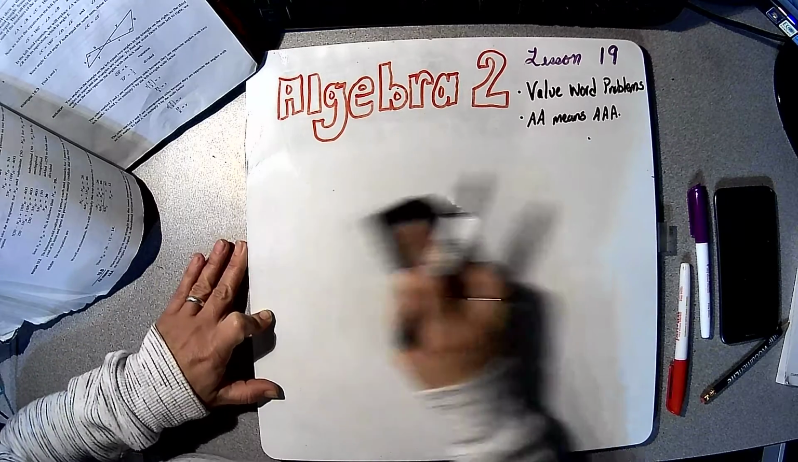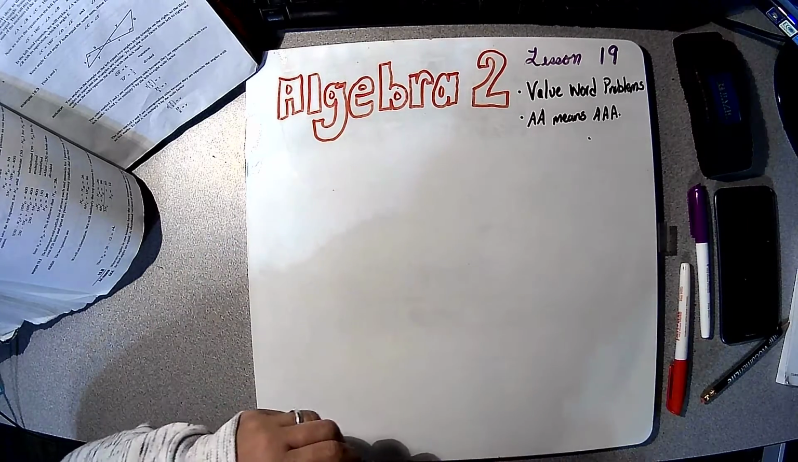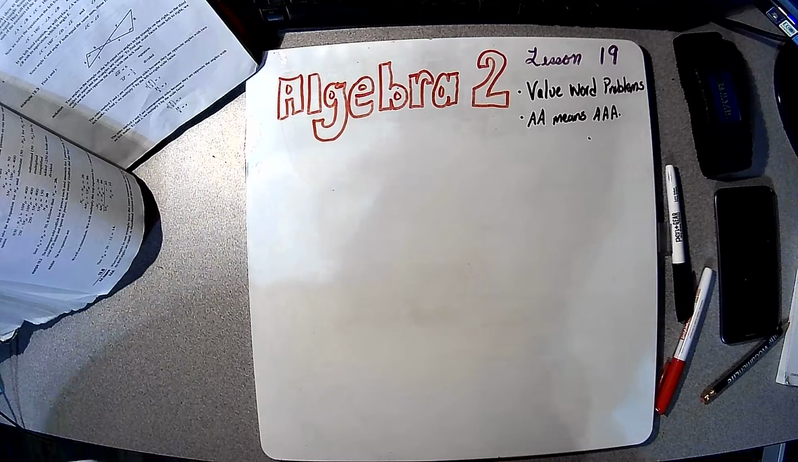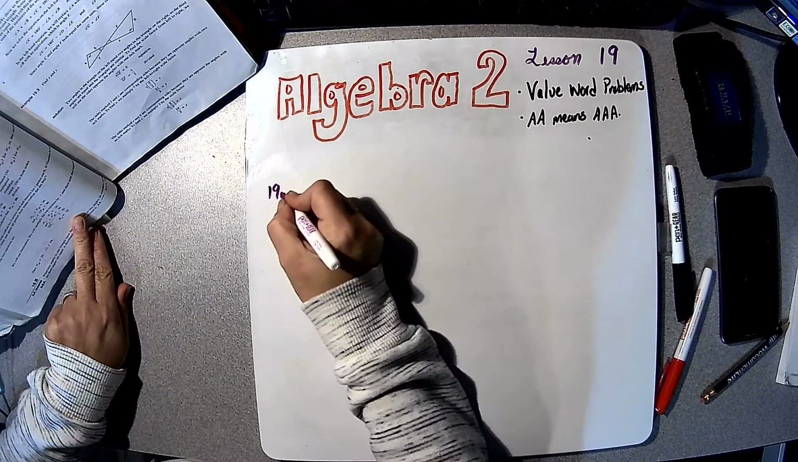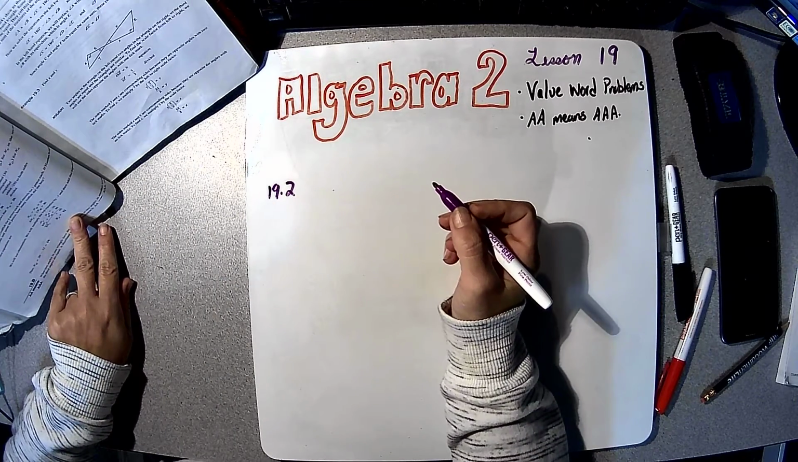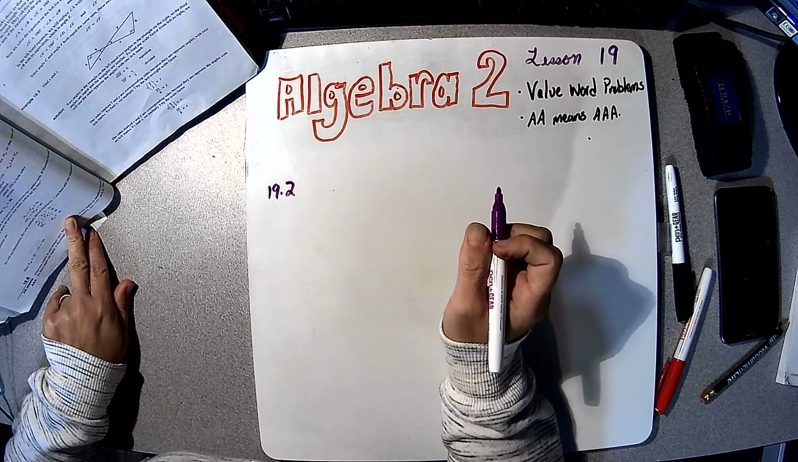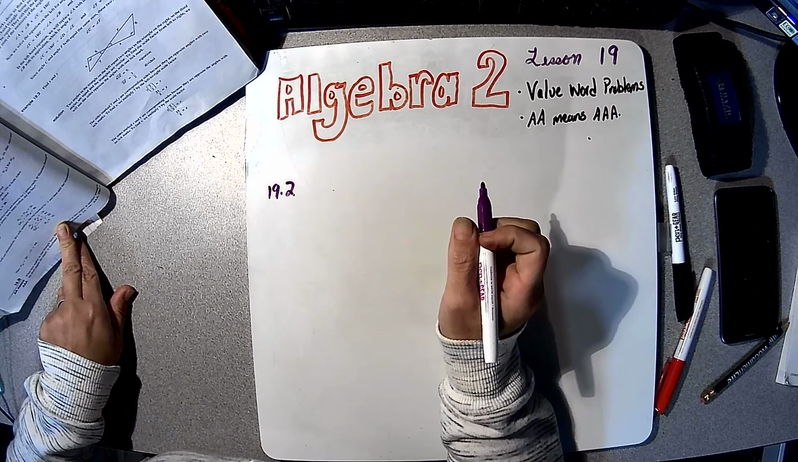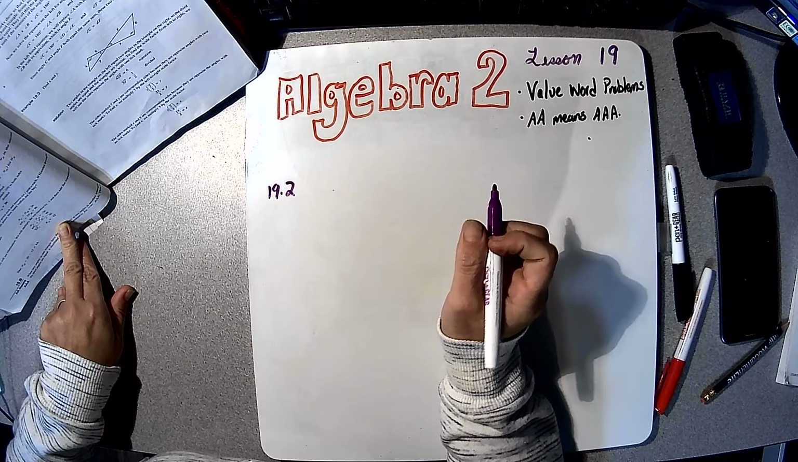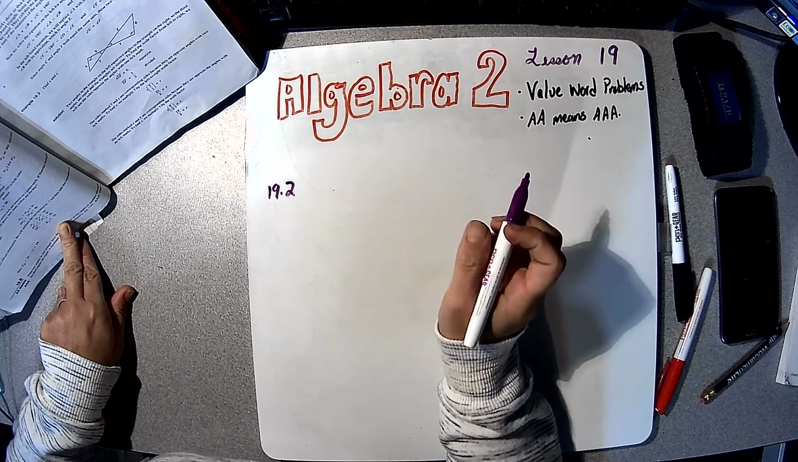All right, let's do another one. This pen's running out, so I'm going to swap over to my purple. 19.2. All right, the fishmonger sold codfish for 6 pence each and mussels for 1 pence each. If Harriet bought a total of 26 items and spent 86 pence, how many codfish did she buy?